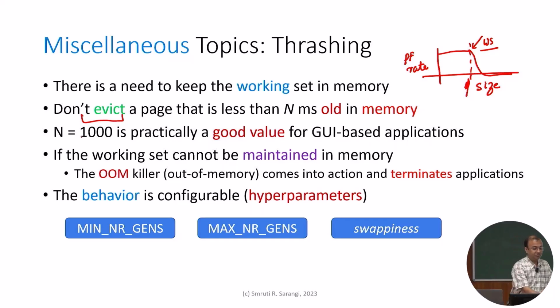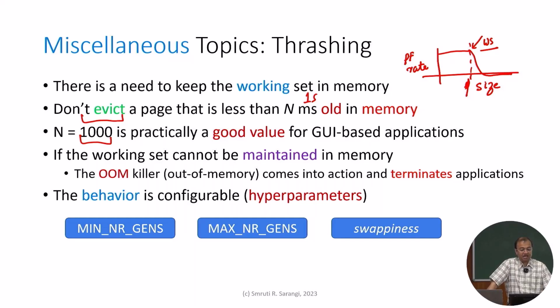So n equal to 1000, which is 1000 milliseconds, or 1 second, is a good value, which means that if a page has come in, let it remain for 1 second, which means that whichever program started, let its pages remain for 1 second before it is actually thrown out. This limits thrashing behavior to a large extent.